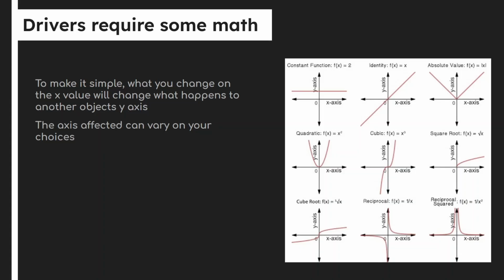And so drivers require some math. To make it simple, you can think of this all as a graph, right? What you change on the x value will change what happens on another object's y axis, y value. And the axis affected can vary on your choices, right? So for example, we know our different formulas here, right?